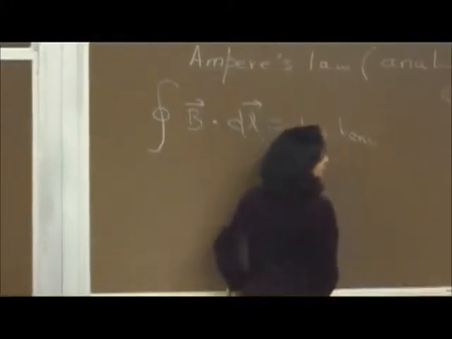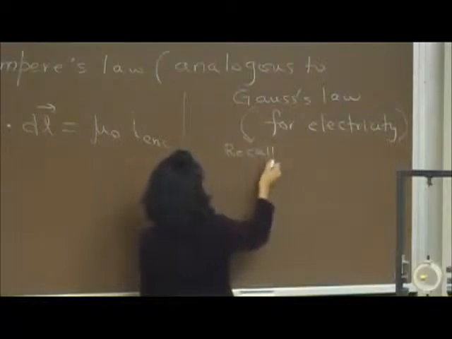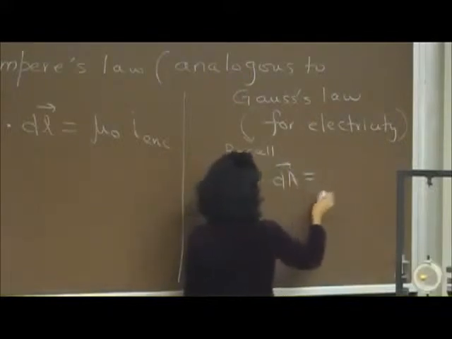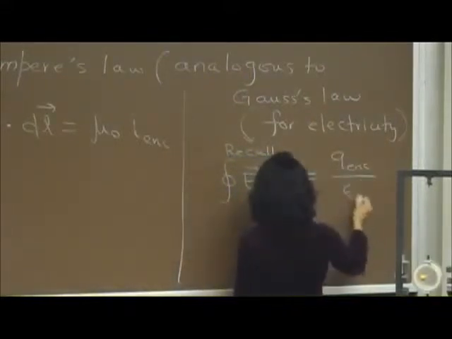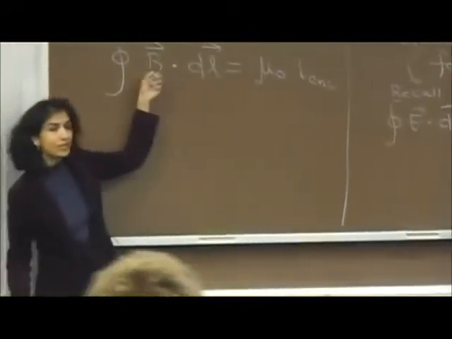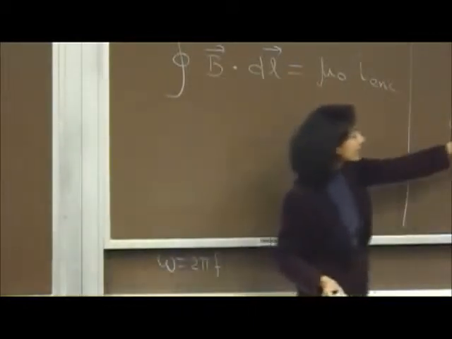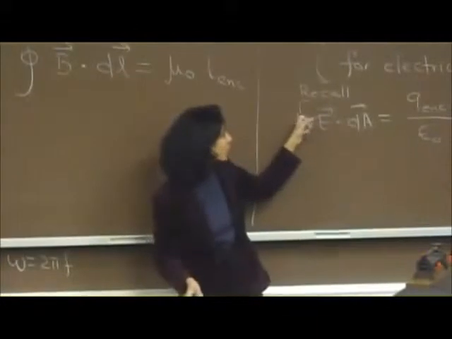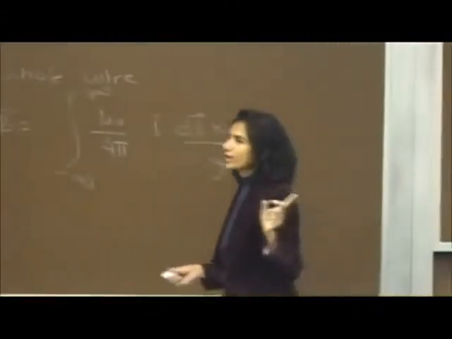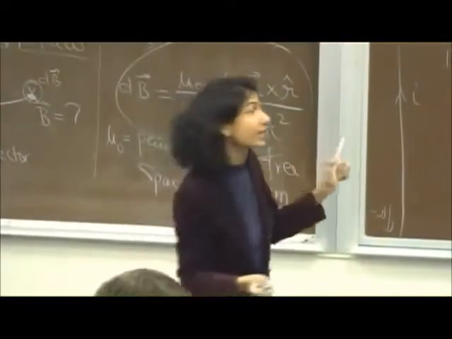Notice that there are some differences between Ampere's law and Gauss's law. Remember, Gauss's law was this. Recall, Gauss's law was the integral of E dot dA over any closed surface was Q enclosed over epsilon 0. So the first difference that you find is what? Here you have electric field in Gauss's law. In Ampere's law you have magnetic field. But one huge difference is that here we have the integral of E dot dA over a closed surface. That was a surface integral, right? Over a closed surface. That is not the case for Ampere's law.